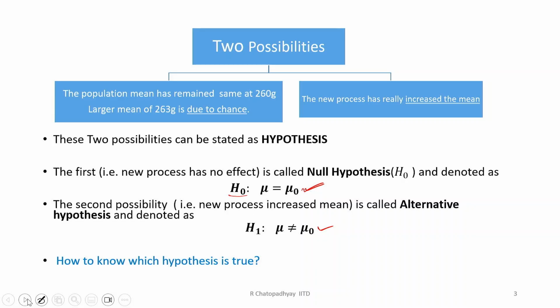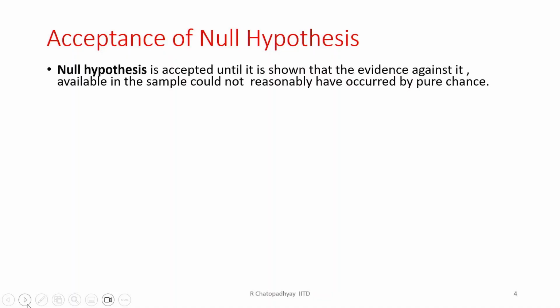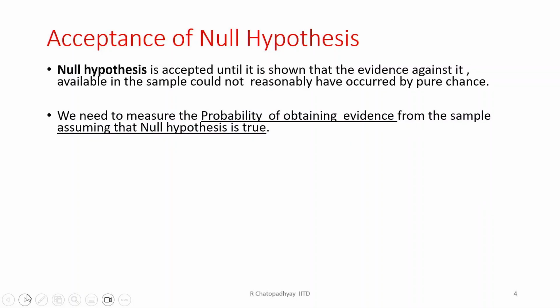So we go to seek answer to these questions. So, acceptance of null hypothesis. Null hypothesis, which basically means there's no change, is accepted until it is shown that the evidence against it available in the sample that we take could not reasonably have occurred by chance. Then only we will accept the null hypothesis.